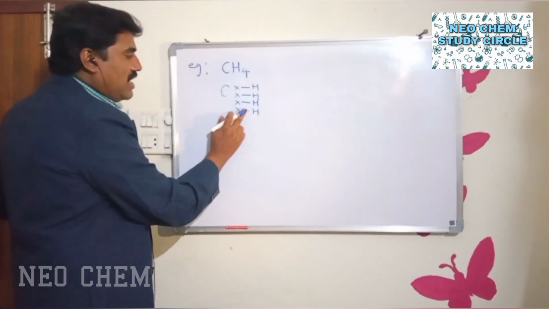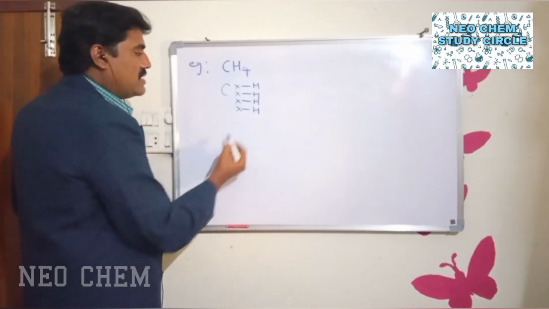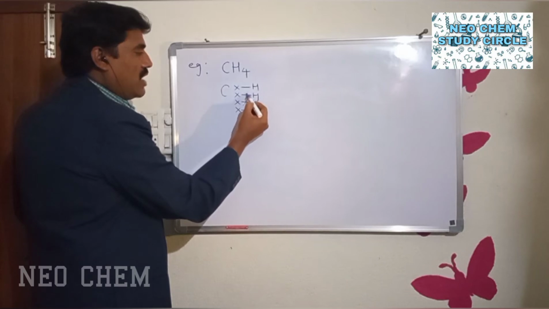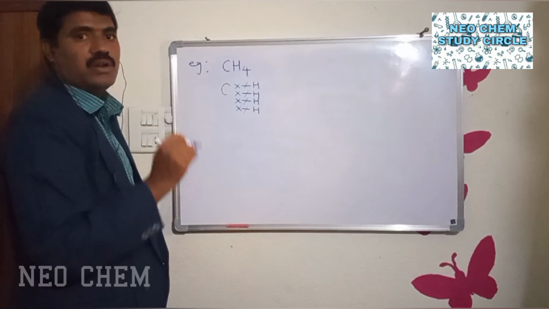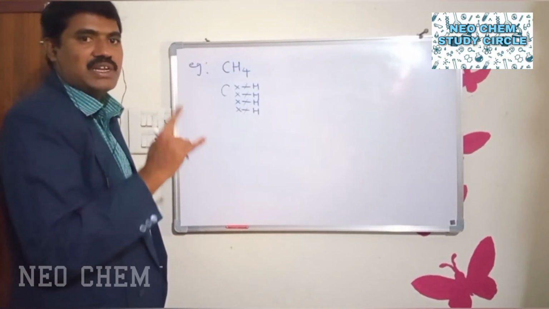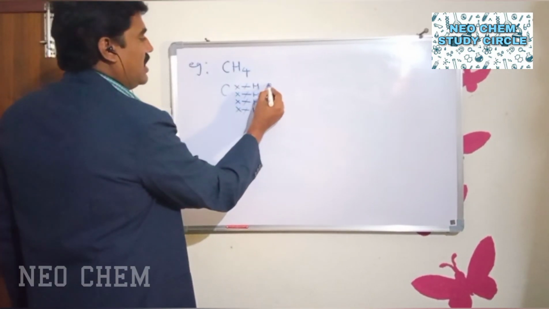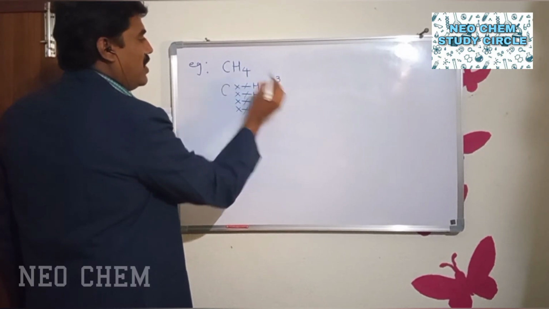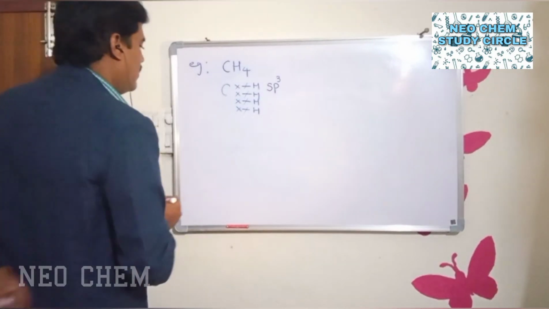Next, all the single bonds are sigma bonds. So, how many sigma bonds are there? First sigma bond, second sigma bond, third sigma bond, and fourth sigma bond. So, there are 4 sigma bonds. We should select the hybridization containing 4 orbitals, that is sp3. Thus the hybridization of the methane molecule is sp3. Okay, next, one more example.